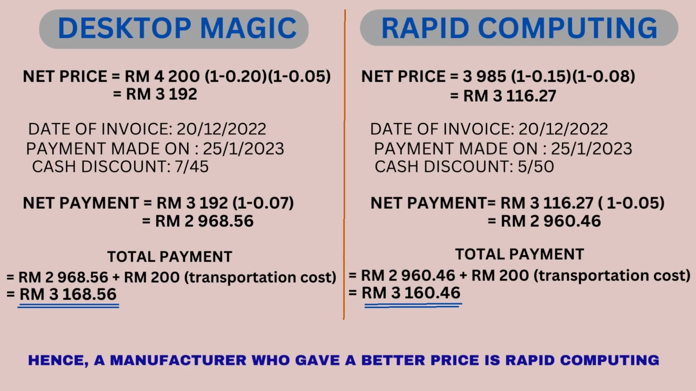And finally, the total payment is net payment plus additional charge. In this case, the additional charge is transportation cost, which is 200 for both laptops. The final answer for the laptop from Desktop Magic is 3,168 ringgit 56 cents. Meanwhile, for Rapid Computing it is 3,160 ringgit and 46 cents. And now we know that Rapid Computing offers a better price for the hardware crew to start his business.